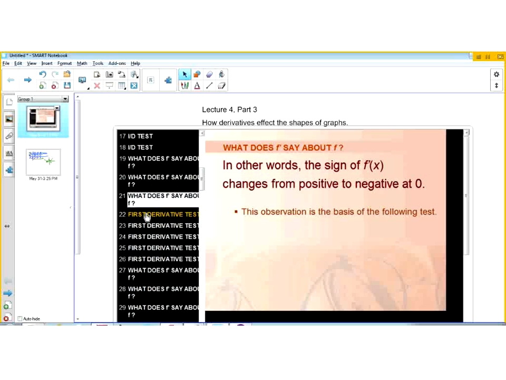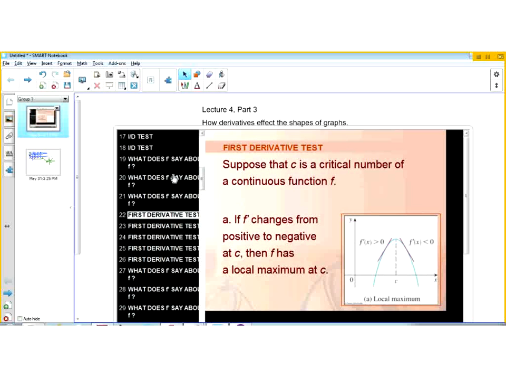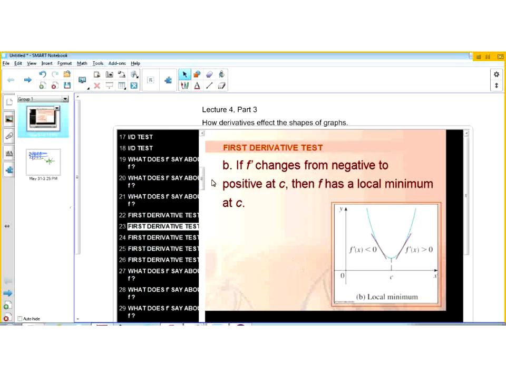And so now we have what's called the first derivative test. Suppose that c is a critical number of a continuous function f. If the derivative of f changes from positive to negative at c, then f has a local maximum at c. Okay, there's your first derivative test. And then we can make the same characterization for a local minimum. If f prime changes from negative to positive at c, then f has a local minimum at c. And I think we've talked a lot about this so far this semester.